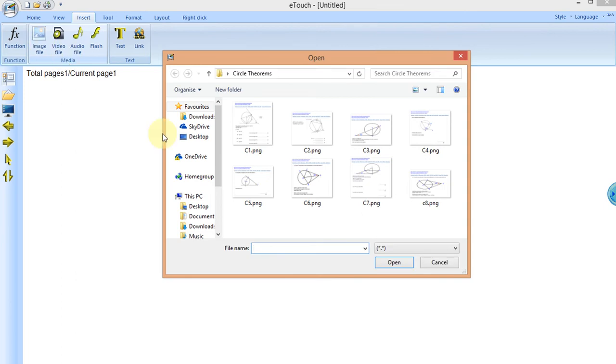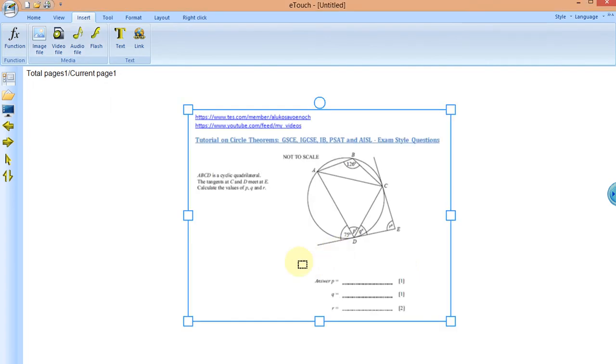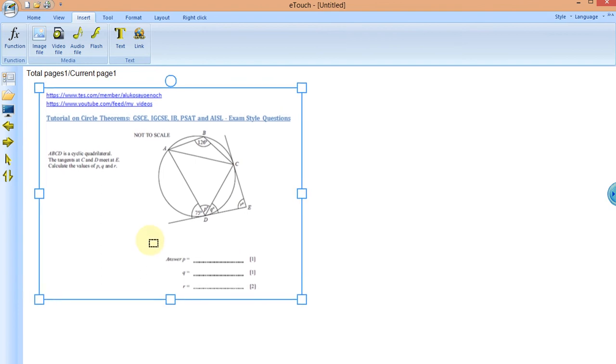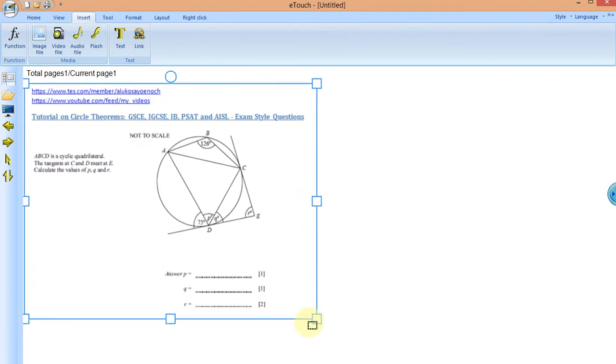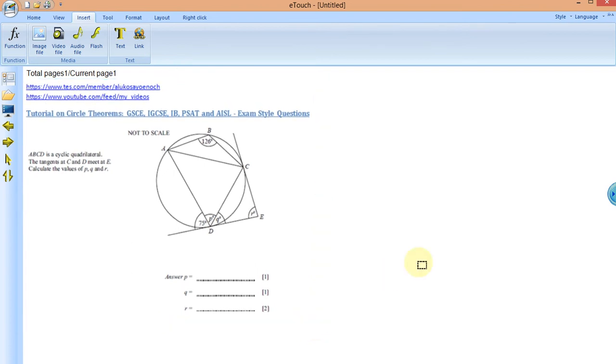Okay, let's take a look at C2. This is quite interesting. Can I just make it a little bit bigger? Let's just try that. I think it's cool like this. Okay, guys, this is what we have here. ABCD is a cyclic quadrilateral. The tangents at C and D meet at E. Calculate the values of P, Q, R.